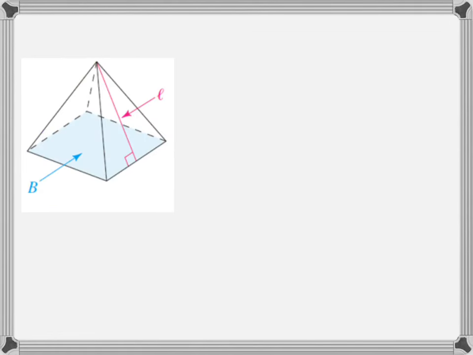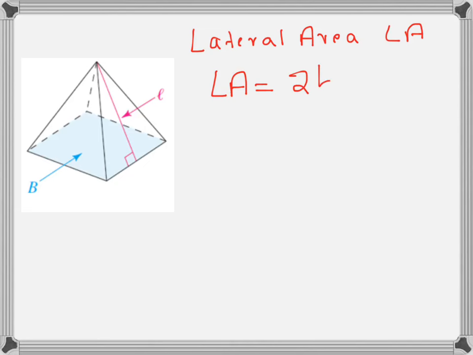The formula to find the lateral area, LA, of a square pyramid is LA equals 2BL. What does B stand for? B is the edge length. This is B, the edge length. And what does L stand for? L is the slant height.